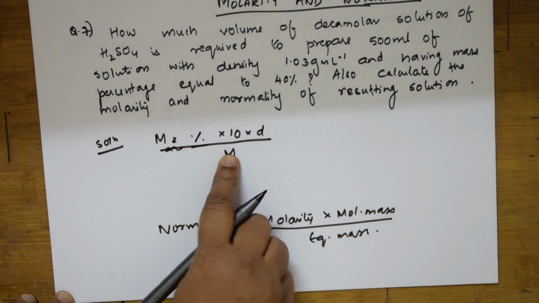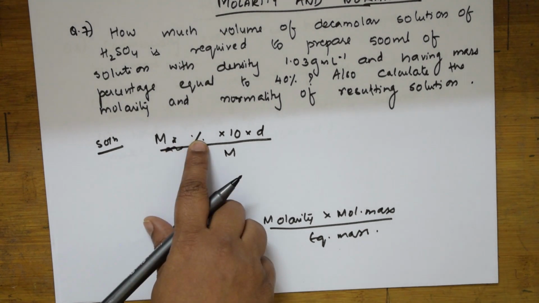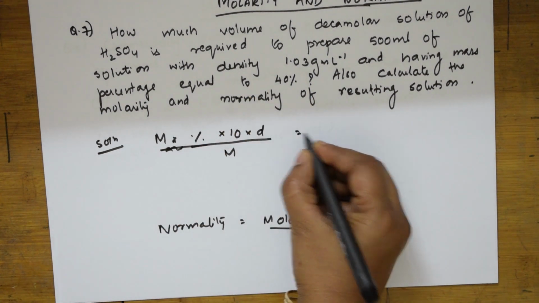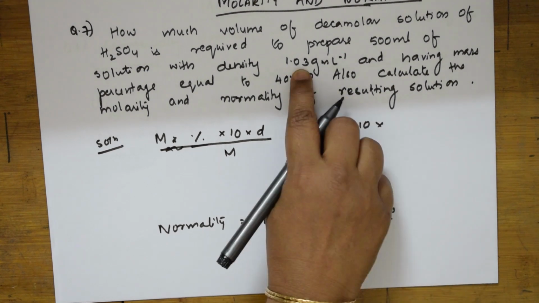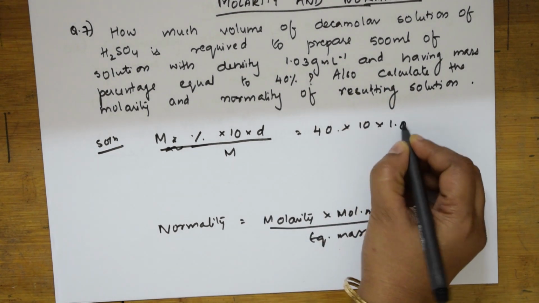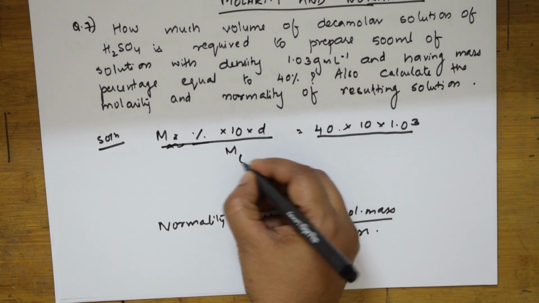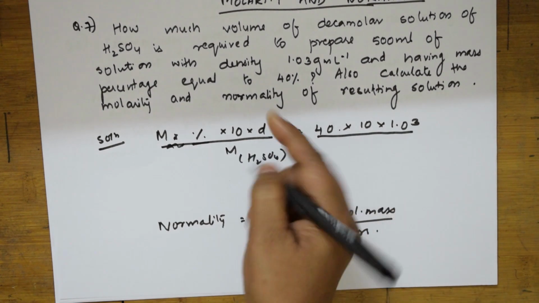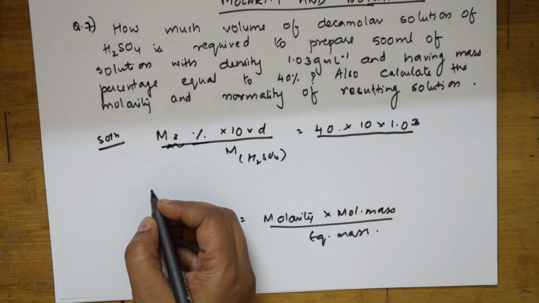Now let's substitute here. In this case, what do they give me? The percentage by mass is 40%. They gave 40 into 10. How much is the density given? Direct substitution, 1.03, right? How much is the molar mass of sulfuric acid? We're speaking in terms of sulfuric acid. Sulfuric acid molar mass is 98, isn't it?